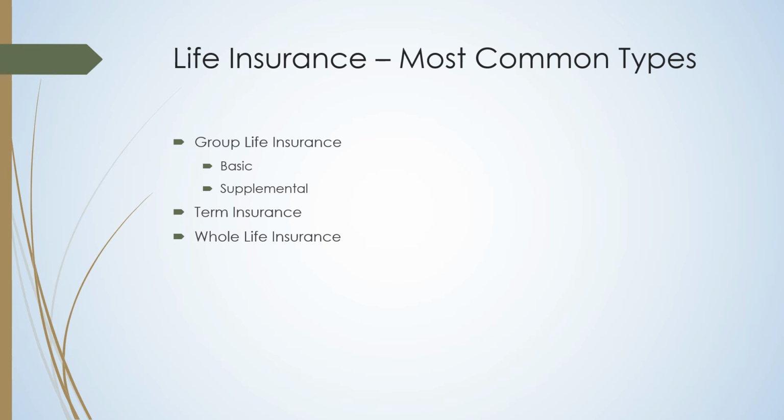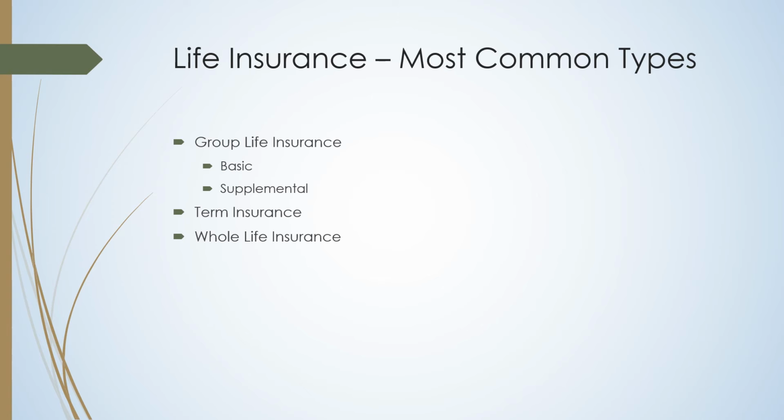And then we have life insurance, and there's so many different types of life insurance available, but the most common types are group life, term insurance, and whole life. Group life insurance usually has a basic and a supplemental form. Under the basic, it's an employer-sponsored benefit, and it's commonly for $50,000 or 2 times your salary, but this can vary based on your company.